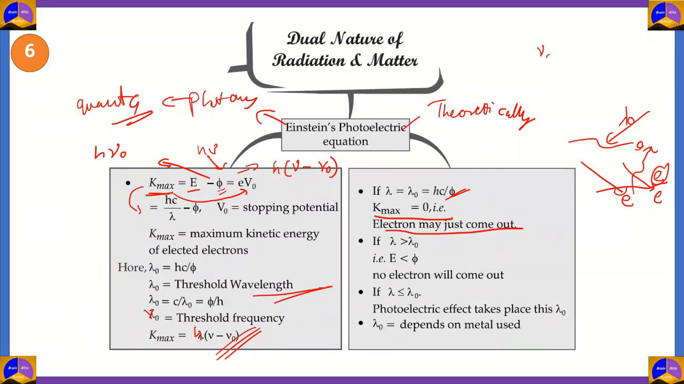So since the frequency is inversely proportional to wavelength, as the wavelength increases, the frequency decreases, and therefore energy decreases, so no electron comes out. If there is lesser wavelength, the less wavelength implies more frequency implies more energy, and therefore photoelectric effect takes place. And the threshold wavelength and threshold frequency, these are both dependent on the metal used. So if the metal needs less frequency, then you can emit electrons more, otherwise you can't emit a lot of electrons.